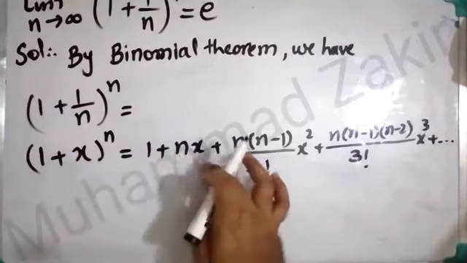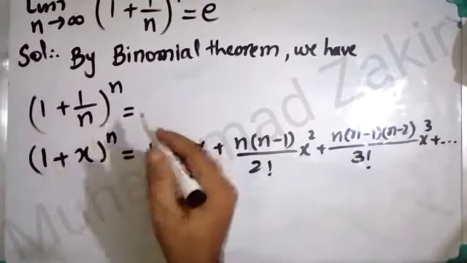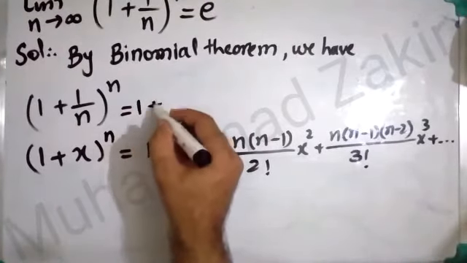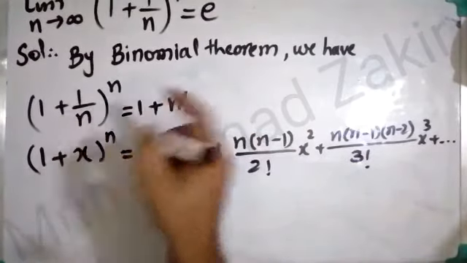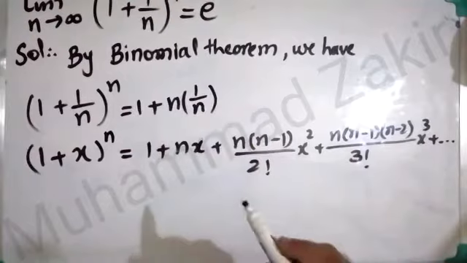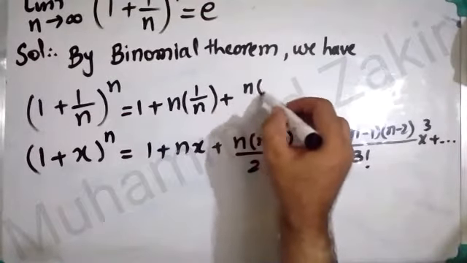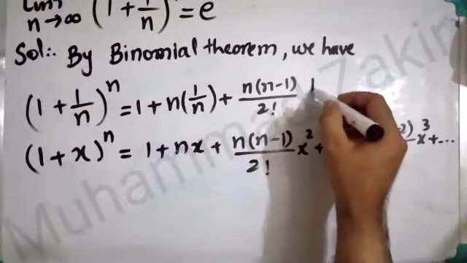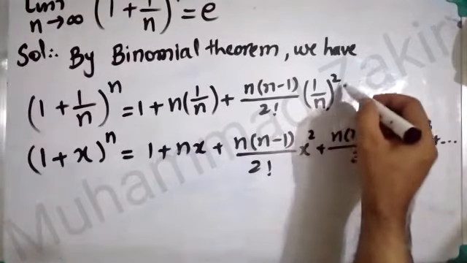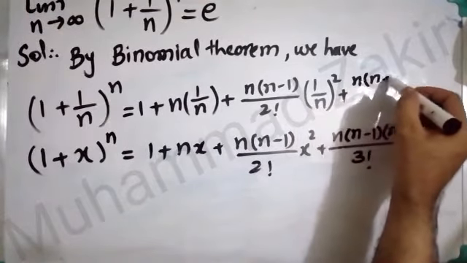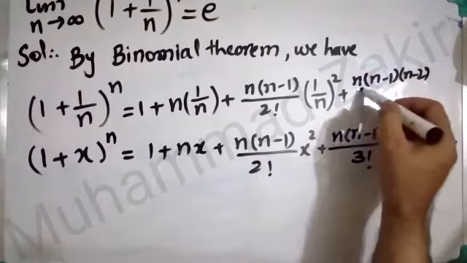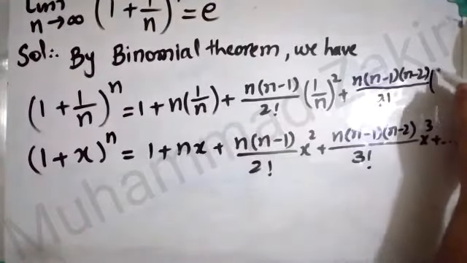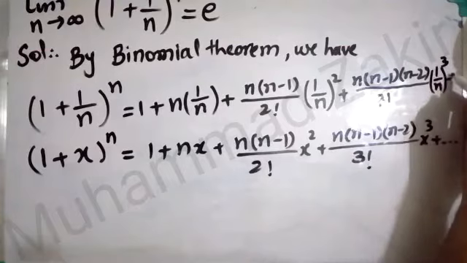How is it? (1 plus x) raised to power n is written as 1 plus nx, where n is the power and x is this value written with 1. Plus n(n minus 1) by 2 factorial x square, where x is of the form 1 by n here, so it is squared. Plus n(n minus 1)(n minus 2) by 3 factorial, 1 by n cube, and so on.